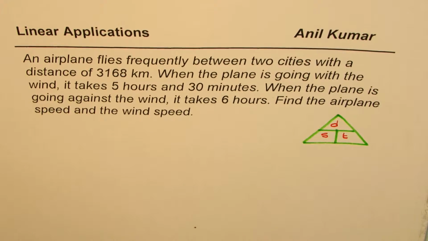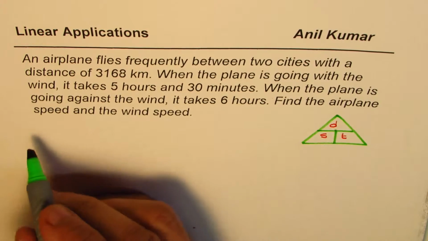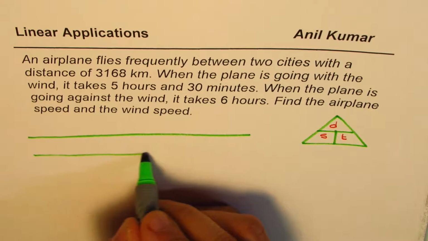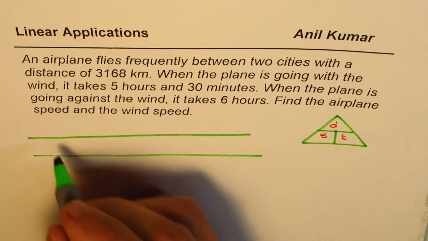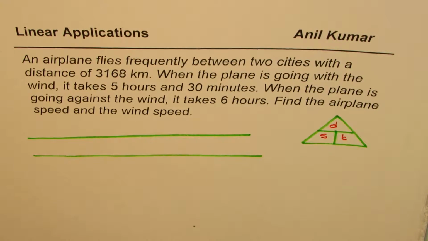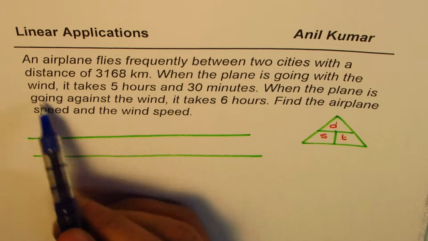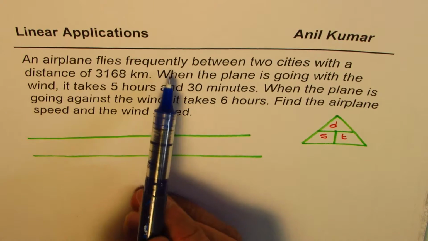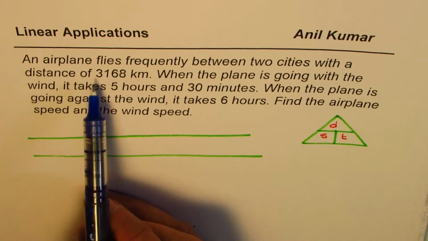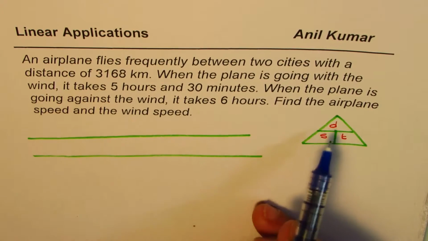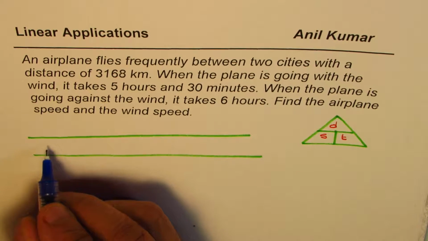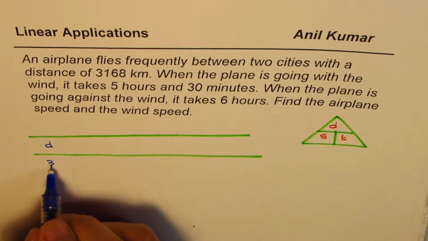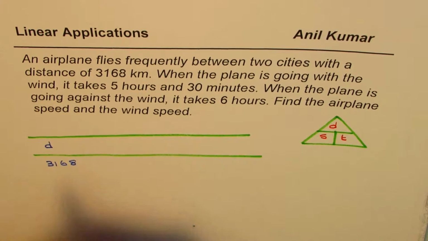That's the formula. Now the second aspect is we make a table to always solve such questions. Let us see how to create this table and then how to solve such questions, right? So in the table, we'll record all the information given to us. The question is, a plane flies frequently between two cities with a distance of 3168, right? So we are given the distance. That's the first column, and that is 3168 distance.